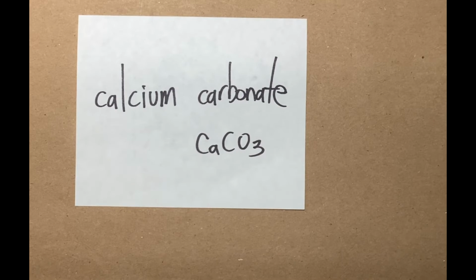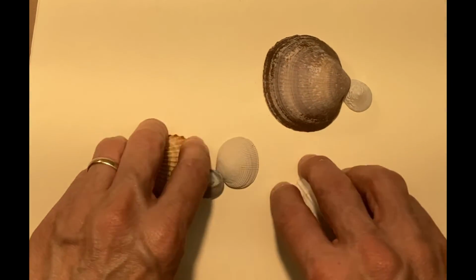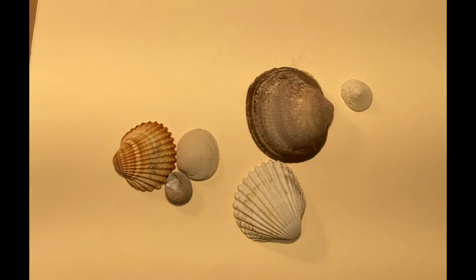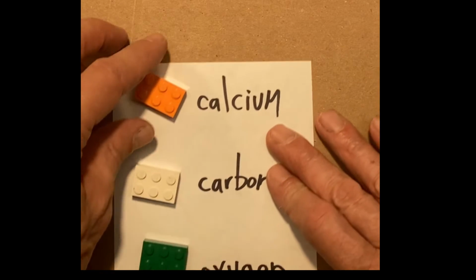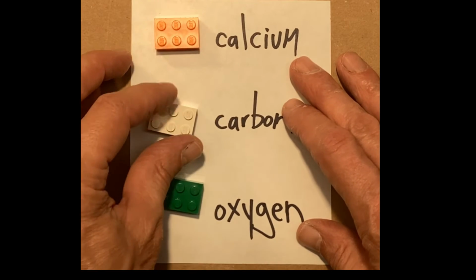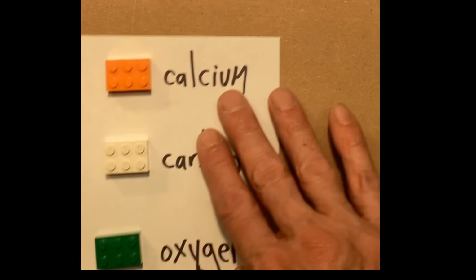Our next model will be calcium carbonate, CaCO3. You probably don't know what calcium carbonate is, but it is what makes up most shells you may find on the beach or growing in a lake. Shells are mainly calcium carbonate, to give you some real world perspective. For our model, the orange is calcium, white is carbon, and the green is the oxygen.